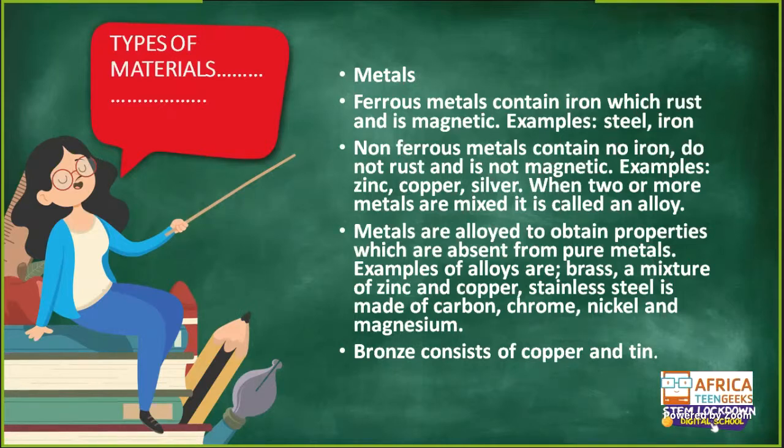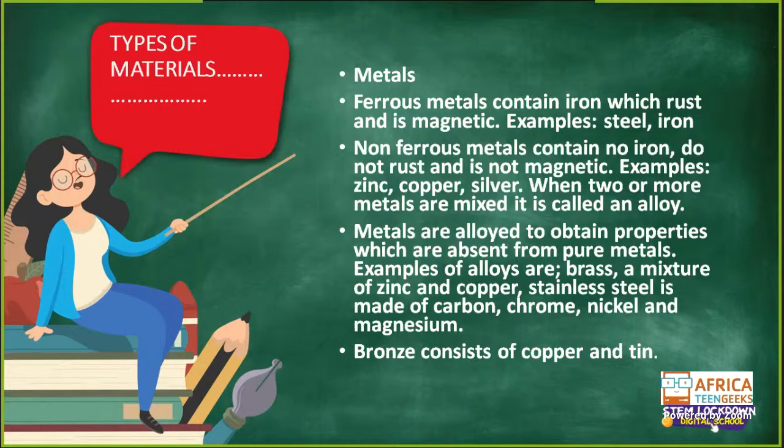Now let's look at non-ferrous metals. Non-ferrous metals are metals that do not contain iron. They do not rust and are not magnetic. For example, we can talk of zinc, copper, and silver.